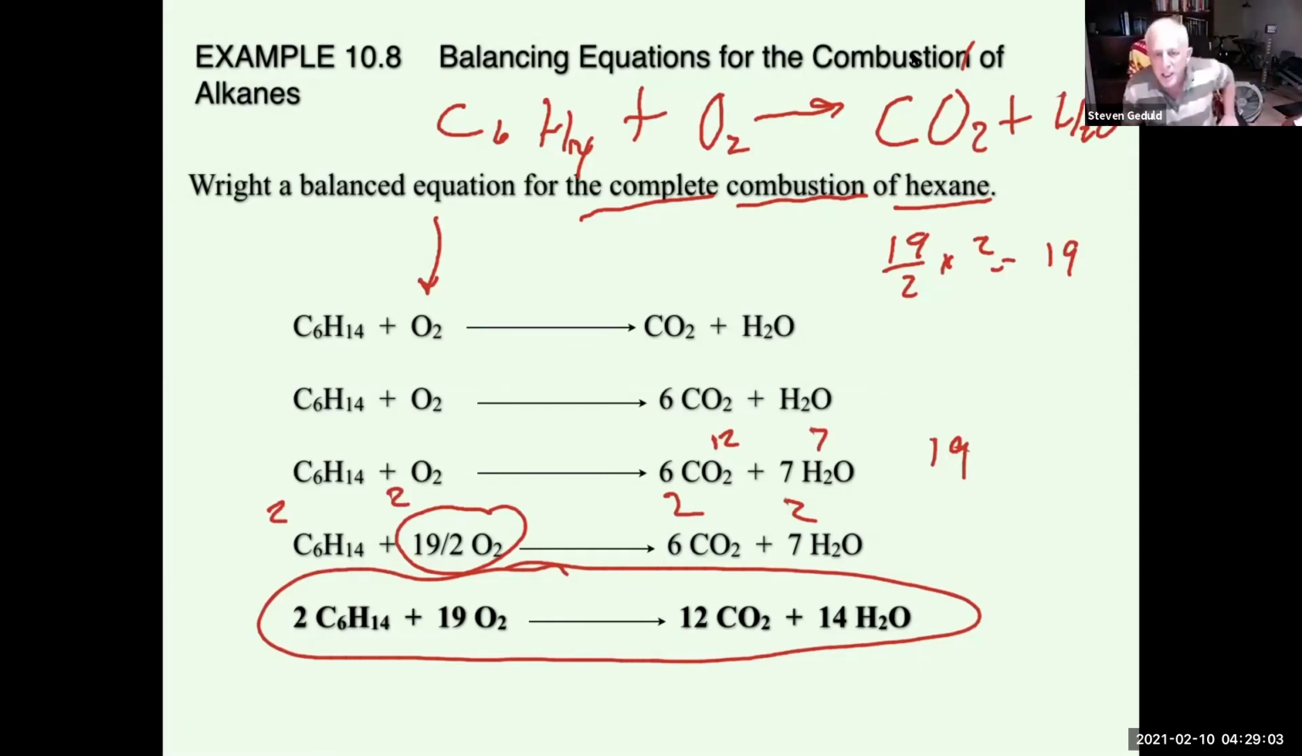So that is a complete combustion of hexane. And you will see at least one of these problems on your midterm. So know how to balance combustion equations. You need to know when it says combustion, it means plus O2 on the reactant side. You need to know when it says complete, it's going to produce carbon dioxide and water. Fair enough?